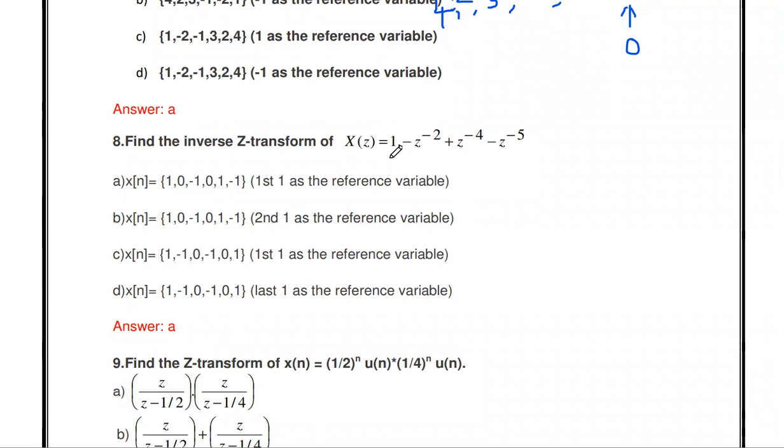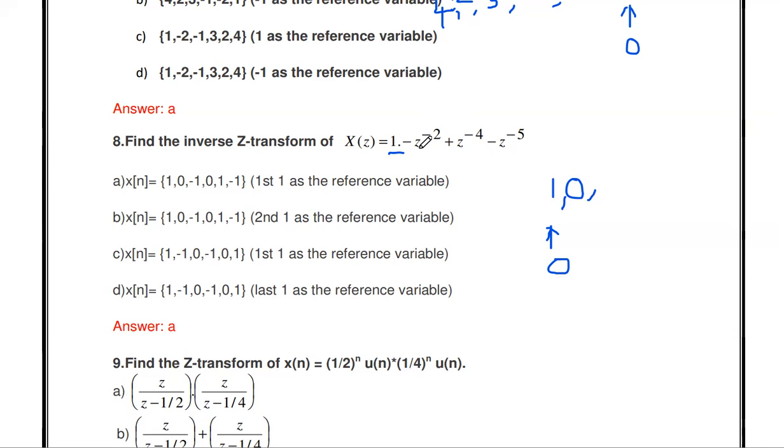First we have to check whether any constant is there. Yes, the constant is there. You just write the constant 1. Under this constant we have to put an arrow. This arrow indicates the value of the sequence x of n at n equal to 0. Next, check whether any z power minus 1 term is there. Here there is no z power minus 1 term, so the coefficient for z power minus 1 is 0.